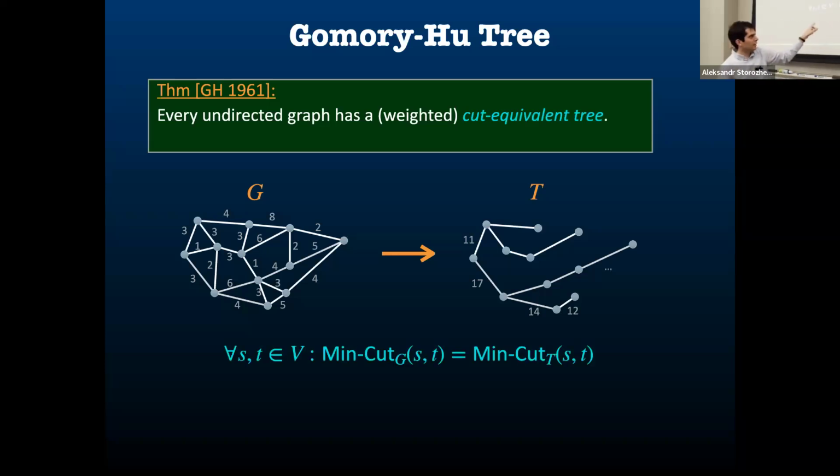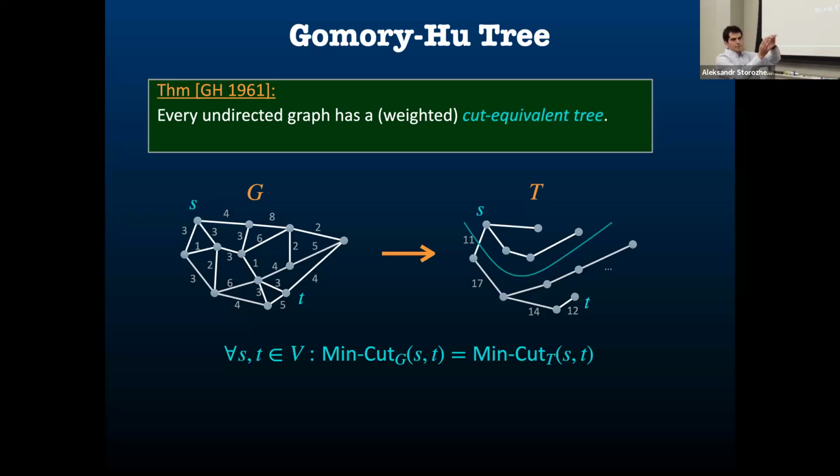But the point is that once you have the tree, you can look at any pair, S and T, any pair that you want. If you want to know their minimum cut in the graph, you can just find the minimum cut in the tree, and that would be the answer. So, for example, if this is the pair you care about, S and T, just find the minimum cut on the tree. That's easy. You just find the cheapest edge on the path between them on the tree. In this case, it's the 11.